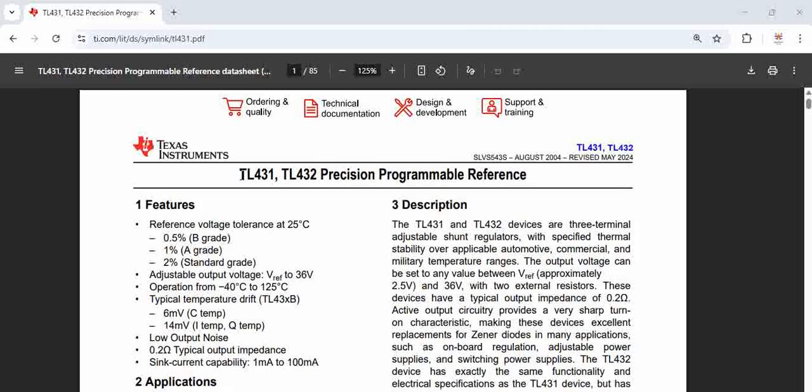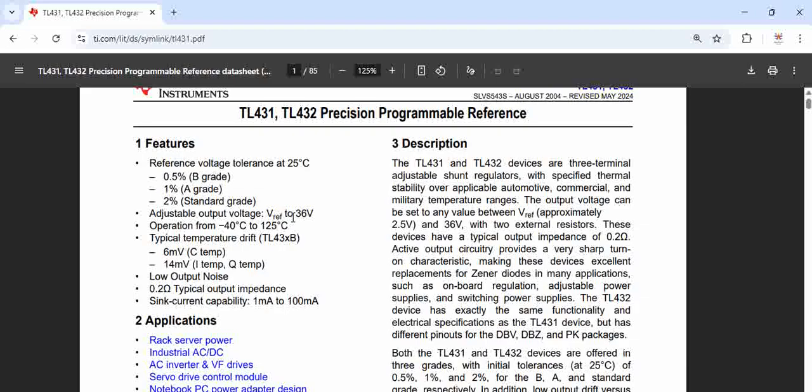Okay, TL431, this is a data sheet of it, and in that precision reference generator there are actually three grades. Okay, so depending on the accuracy that is required, we have to select that particular grade part. Okay, so which part is your selection. For now we are just discussing about the grades that are available.